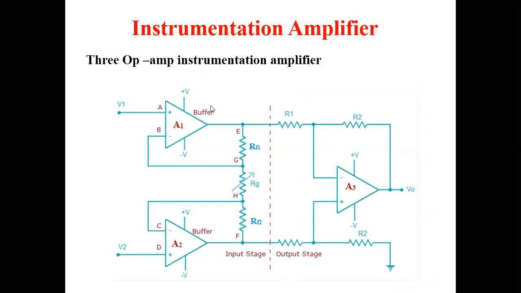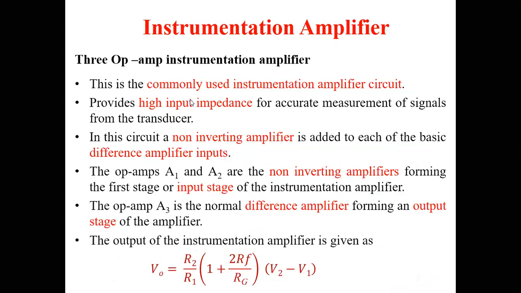So it has three operational amplifiers. A1 and A2 are non-inverting amplifiers, and A3 is a differential amplifier. Coming to the theory, it is what we have discussed before. It is a commonly used instrumentation amplifier. It has high input impedance, and it is used for measurement of signals coming from the transducer.